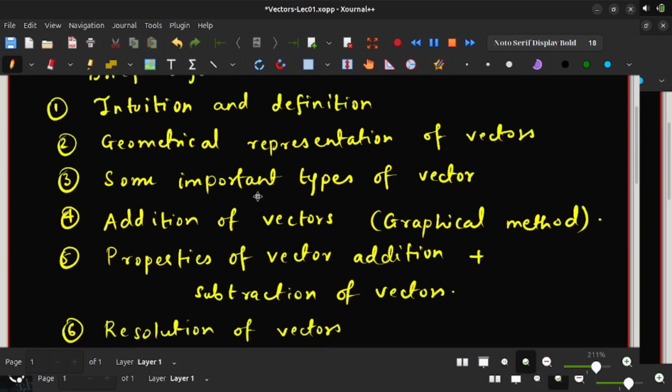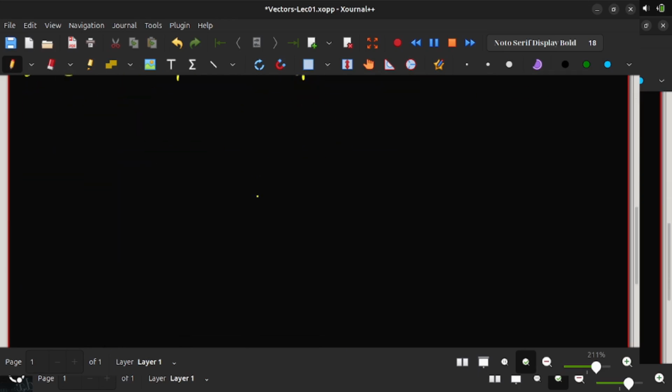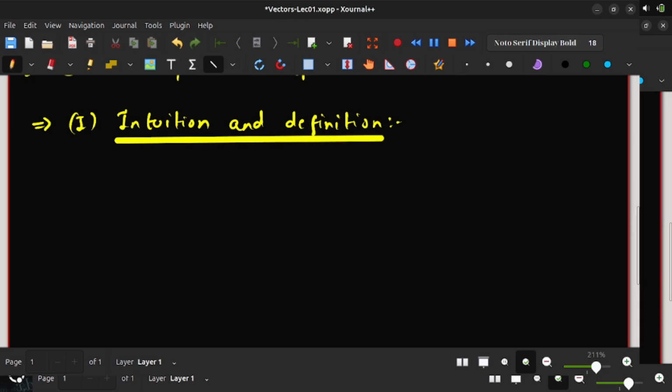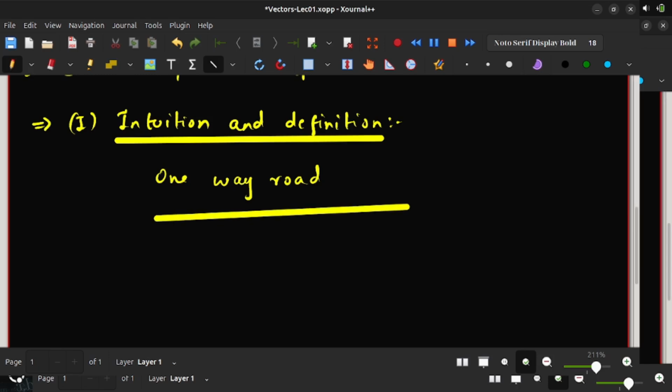So let's start with number one, the intuition building and definition. What is the meaning of a scalar and what is the meaning of a vector? Let me give you a very simple example through which you will understand what I am talking about. Let's say there is a one-way road, and the one-way road is something like this.